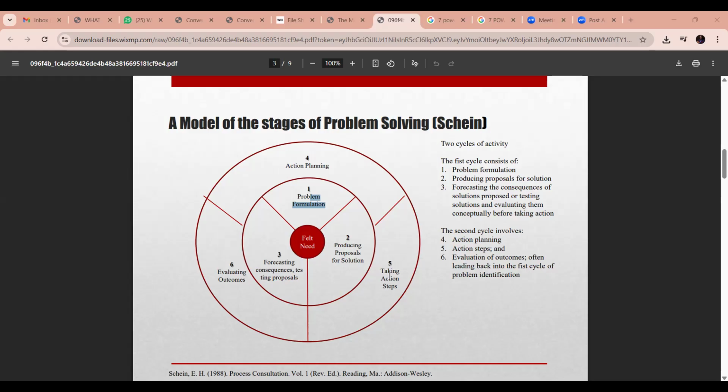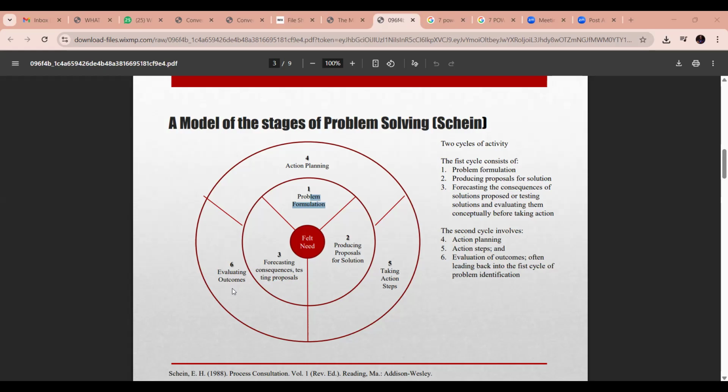This is stage 5. And then stage 6 is evaluating the outcomes. When you are evaluating the outcomes, you are looking at the end result vis-a-vis number 3. Remember, you have forecasted the consequences. So you are looking at these outcomes: do they match the forecast, what you said is going to be the likely outcomes for each solution? And much more importantly, does it solve the problem, or does it meet the needs of the client?